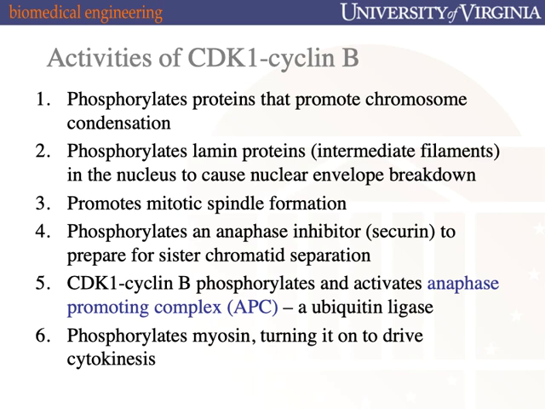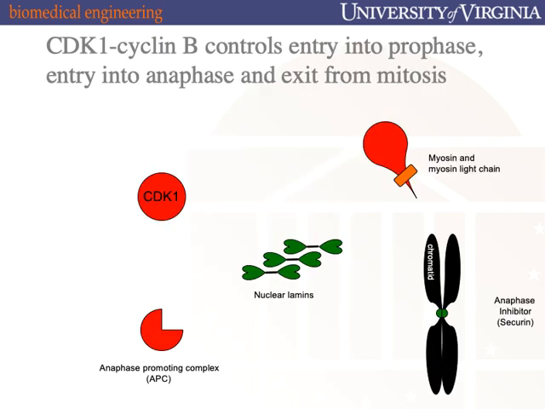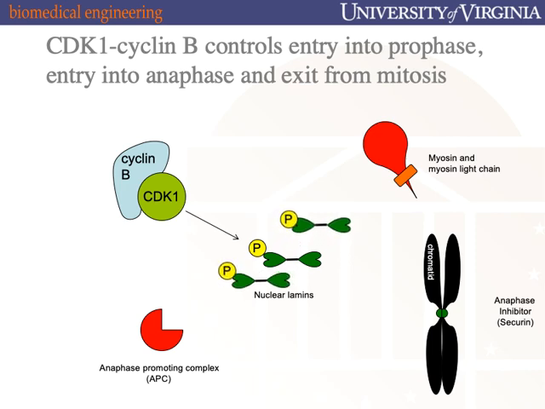And then finally, the phosphorylation of myosin itself, the cleavage furrow during telophase, that activity is regulated by cyclin B, CDK1. That's a lot. Let's try to put this together in a cartoon here. As cyclin B levels rise during mitosis, you get activation of CDK1, phosphorylation of the lamins, giving rise to nuclear envelope breakdown.